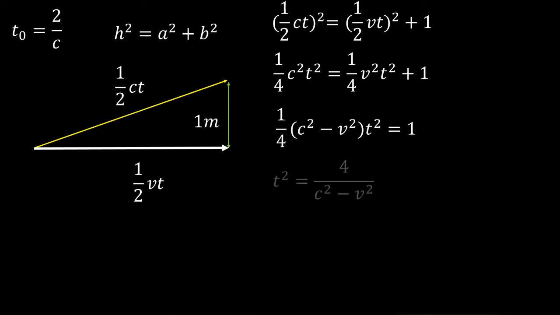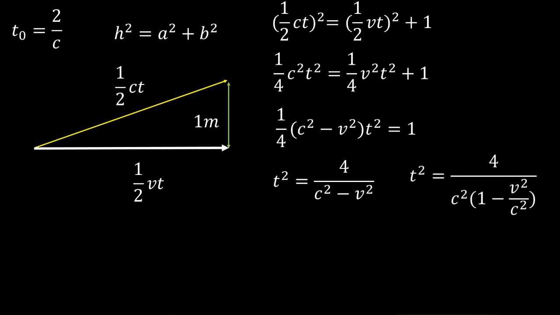Rearranging to solve for T, we get T squared equals 4 over C squared minus V squared. And taking out C squared as a common factor in the denominator, we get T squared equals 4 over C squared, open brackets, 1 minus V squared over C squared, close brackets, which we can rewrite as T squared equals, open brackets, 2 over C, close brackets, all squared, divided by 1 minus V squared over C squared.